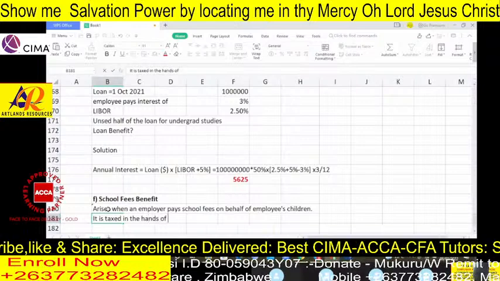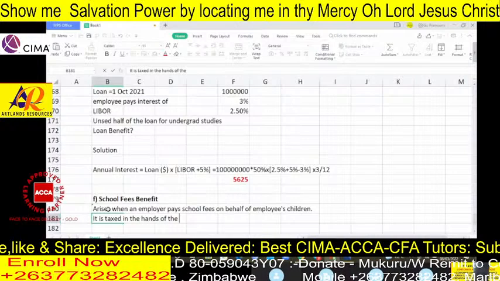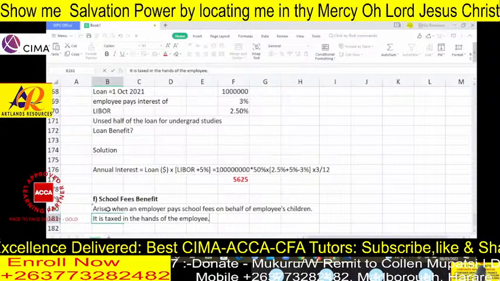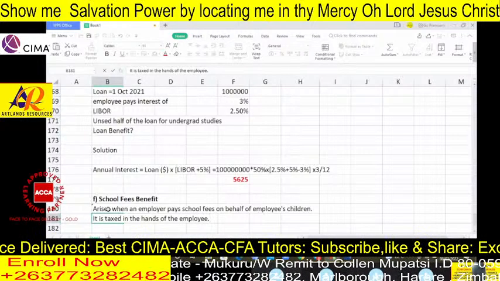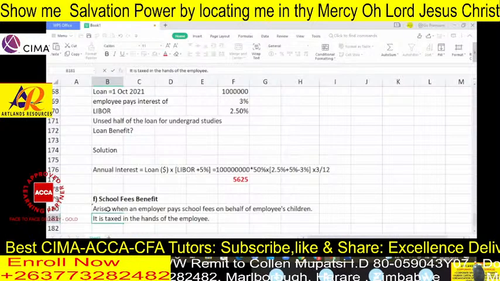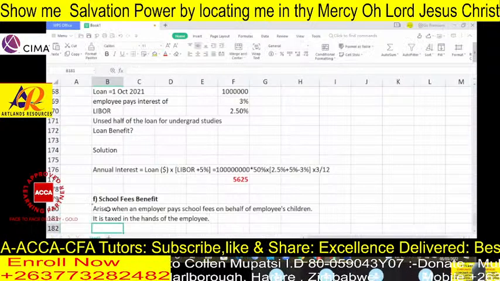It is taxed in the hands of the employer or of the employee. Right, so this is a school fee. If you are having your children's school fees being paid by the employer, of course it's your benefit. It will be taxed on your behalf.